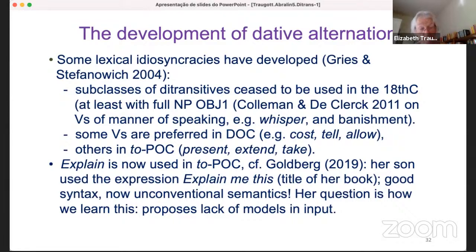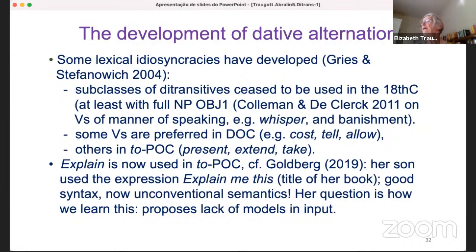The question is, how do we learn that explain me this is not idiomatic in modern English? Her 2010 book is interested in showing that in acquisition, there's very little model in the input. Most adults don't use explain me this in modern English. So the child eventually learns that explain me this is kind of odd because there is no model in the input. But of course, that doesn't explain the historical phenomenon.